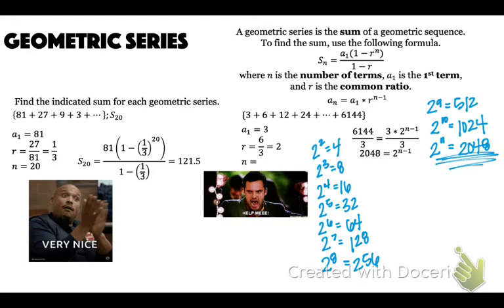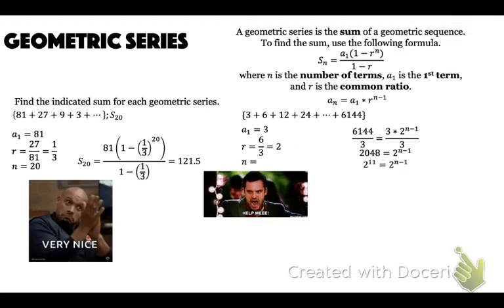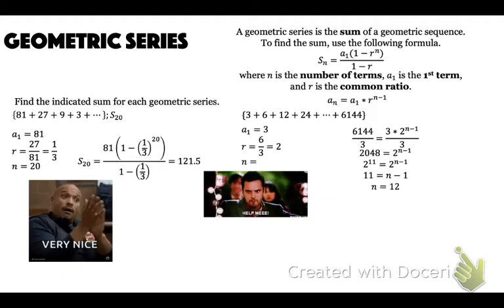Okay, so 2 to the 11th is 2048. So that is what I'm going to plug in for 2048: 2 to the 11th. Well, if you remember back to our exponents unit, I can cancel those 2's and get 11 equals n minus 1, which means n equals 12.